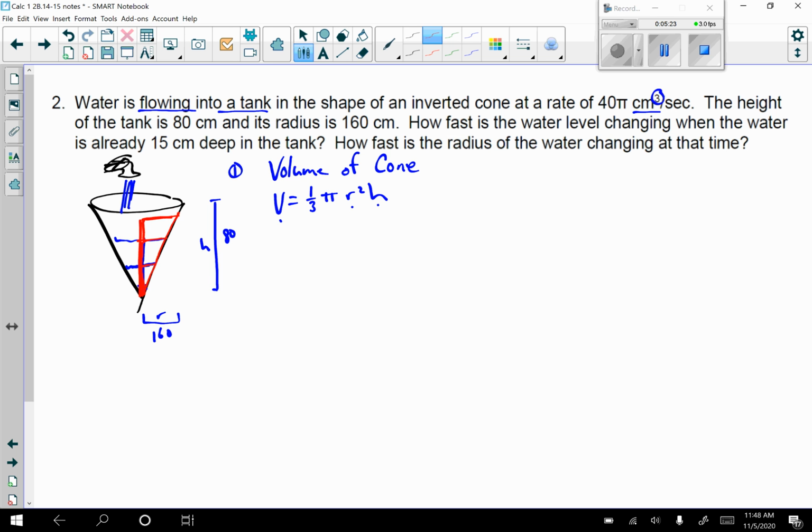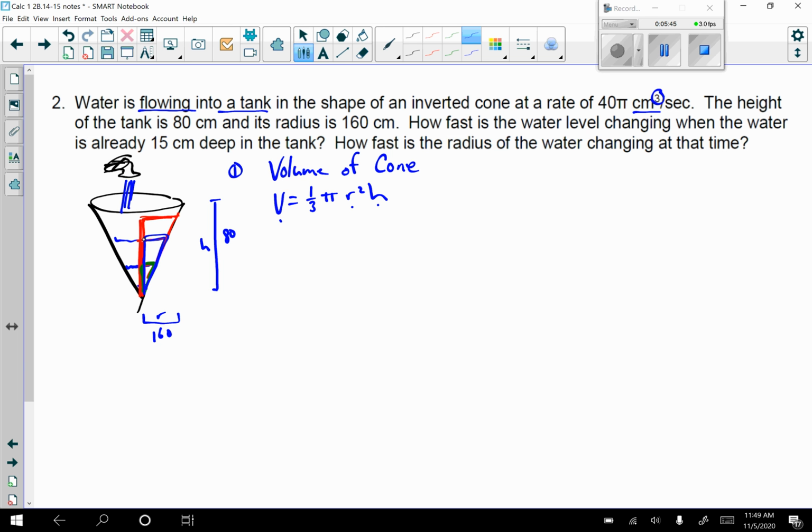And if we draw on the side of the cone, what we've made are actually similar triangles. So we have a small triangle down here at the bottom of the cone. If we fill it up, we have a little bit bigger triangle that's similar. Well, if it's similar, that means the height and the radius are really related to each other. If I tell you the height, I bet you can tell me the radius.